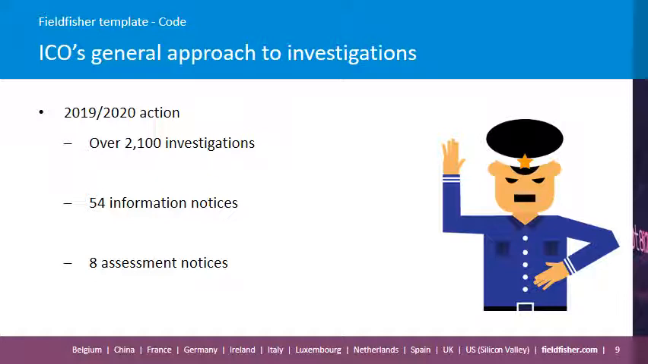So clearly showing that the regulator takes a more informal approach to investigations. 2,100 is obviously a sizable number, and there's clearly an awareness there that if a matter can be resolved informally first, or investigated informally first, which may of course lead to sanctions, then that's preferable to issuing strict information notices and assessment notices, though of course the ICO reserves the right to do so.